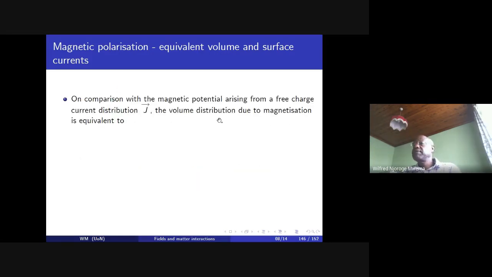So when we compare this with the magnetic potential that arises from a free charge current distribution J, the volume distribution due to magnetization is equivalent to a surface current density J_ms equal to M cross the outward unit vector. And the volume current density is going to be given by J_m equal to the current there, where we are using magnetic current. That's why I'm using a subscript m. This is not the actual electric current, but magnetic current, so to speak. So this will be the value of the equation there.